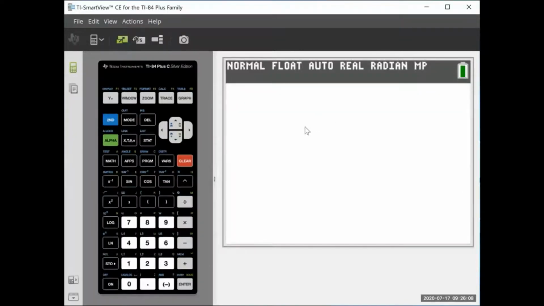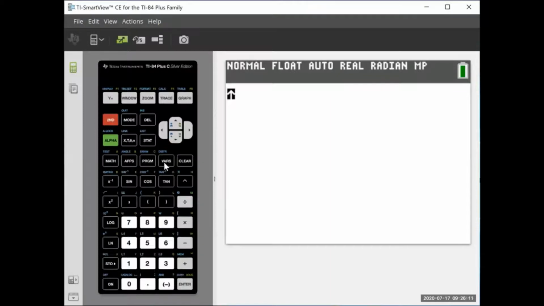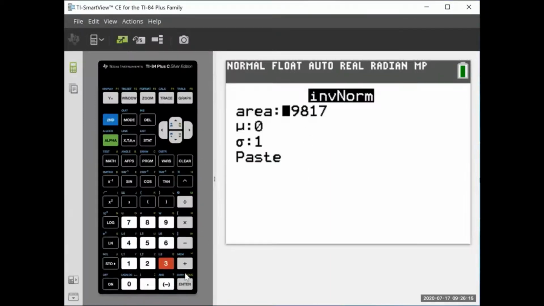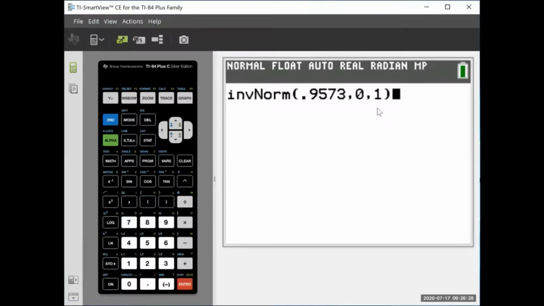Okay, in TI-84 calculator, we go to second, then vars, number 3. We put the area, which is 0.9573. Mean is 0. Standard deviation is 1. Paste that so that it looks like our writing, and then hit enter. And you got the result. And the result is 1.7202, if you round it to 4 decimal places.